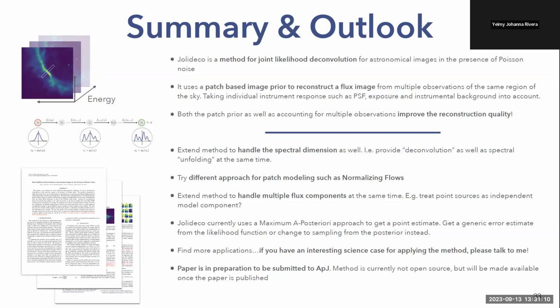It would be really nice, I think, to extend this method to handle the spectral dimension as well. We've seen that the reconstruction, for example, for the Chandra and XMM scenarios was dominated by the Chandra, so you actually keep the high angular resolution. Adding data with lower quality, let's say, does not really hurt the result. It would be really nice to have that for the spectral dimension as well, so that you could imagine combining data, for example, from Chandra with another instrument that has a better energy resolution and then obtain the good properties of both instruments at the same time. It would be nice to try different approaches for patch modeling.